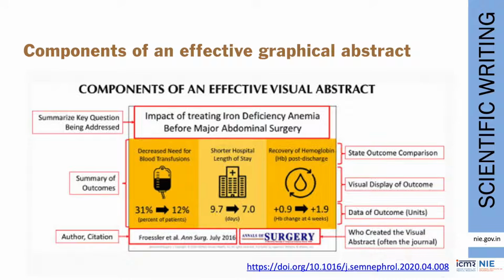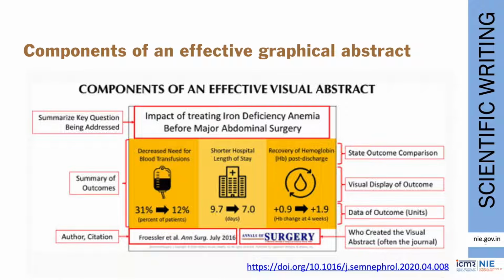Look at the bottom section of this abstract. The bottom section also gives explicit data related to the outcome. If you look at the outcome pertaining to decreased need for blood transfusion, the decrease was observed from 31% to 12% when iron deficiency anemia was treated before major abdominal surgery.